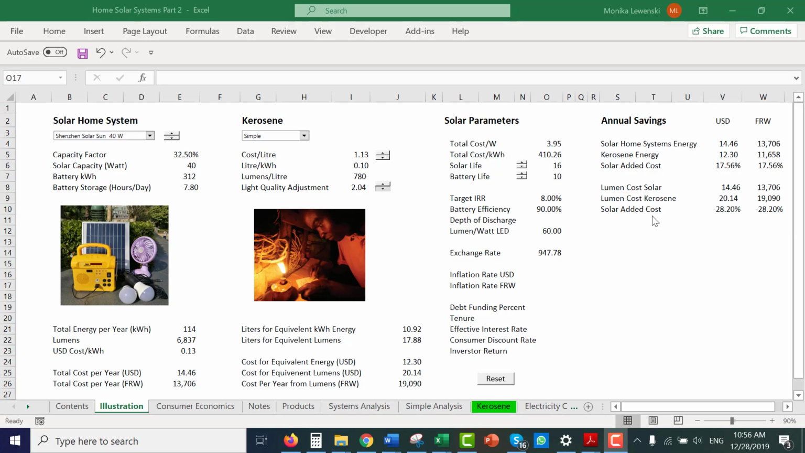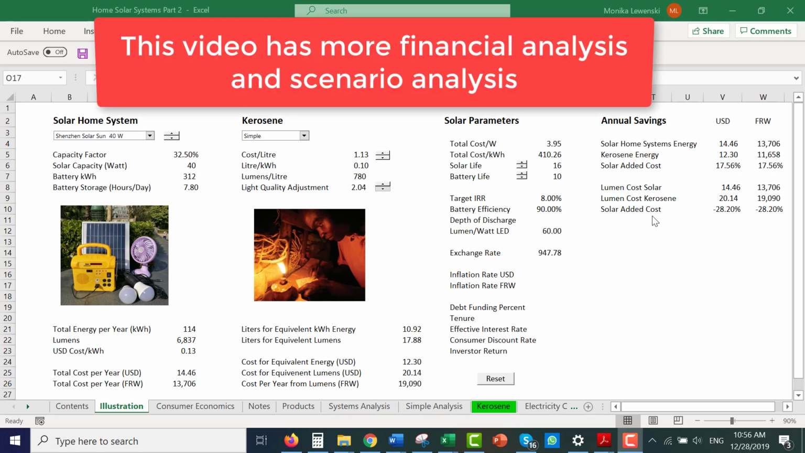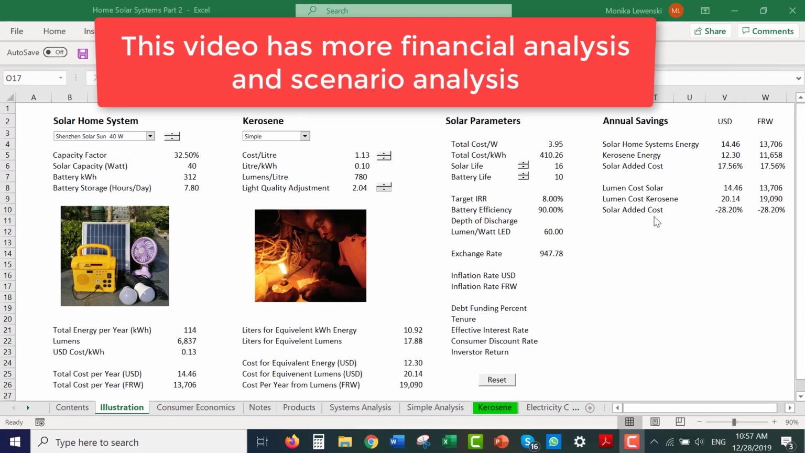This is the second video, part number 2 of a video about analysis of solar and batteries and financing, and how the solar and battery compares to the cost of a kerosene light. Now, in this video, I'm just going to focus on the financing part.